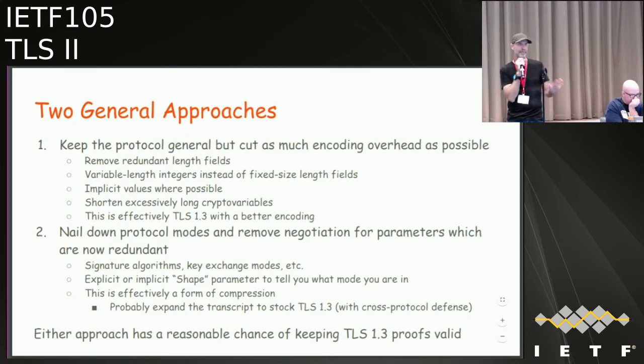So there are two general approaches to addressing this. One is to keep the protocol general, but try to cut out all the gratuitous encoding overhead. TLS is full of gratuitous encoding overhead. A very common idiom will be to have some data block which has length defined, and then have it be a vector of things which has a length in front of that. And so now you have the length of the thing and the length of the vector, and those are completely duplicative, but they're still there.